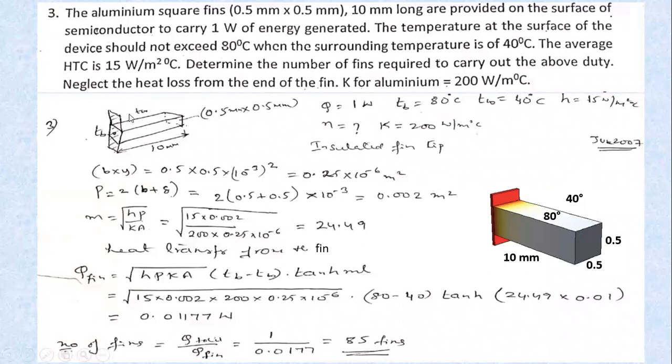Coming to the third problem. See here, in this problem, it is given aluminum square fins 0.5 mm by 0.5 mm.